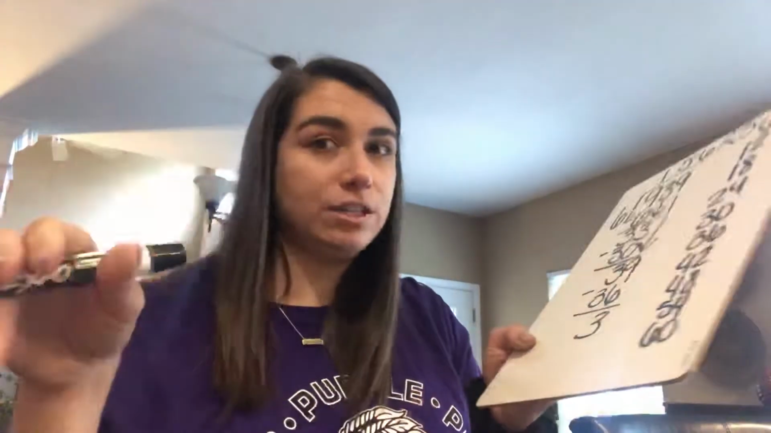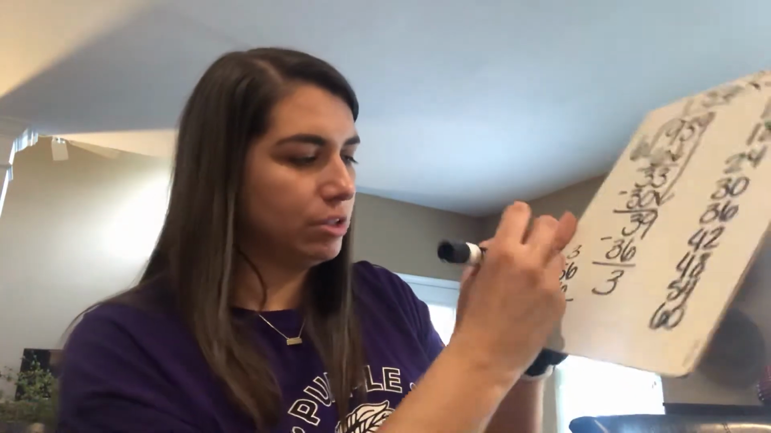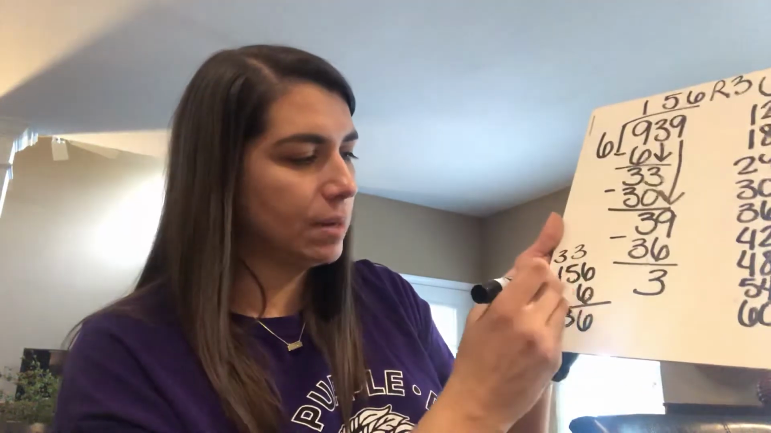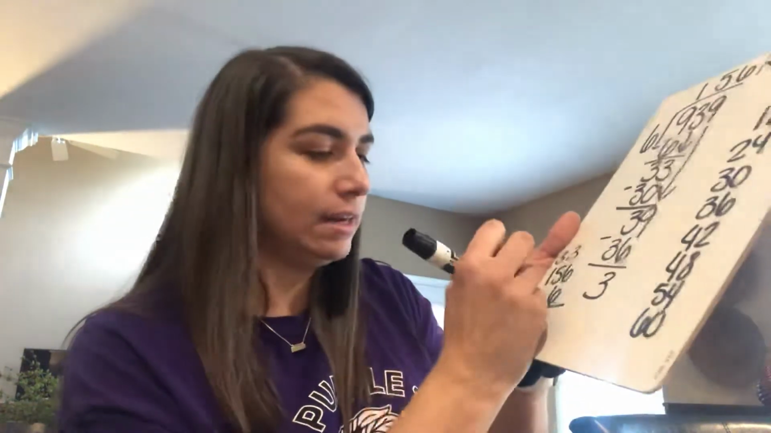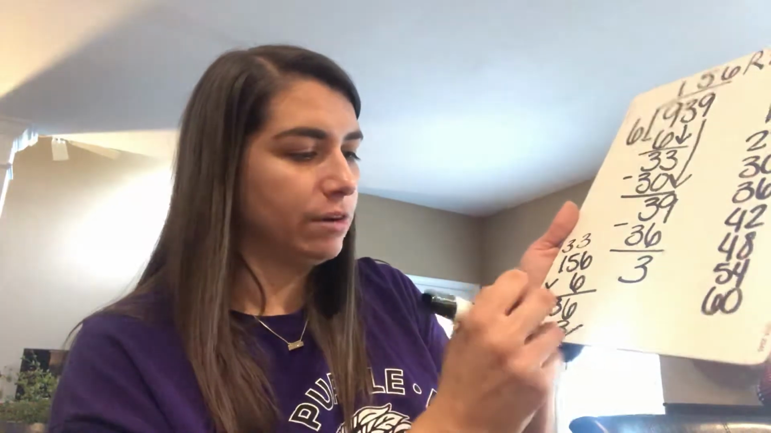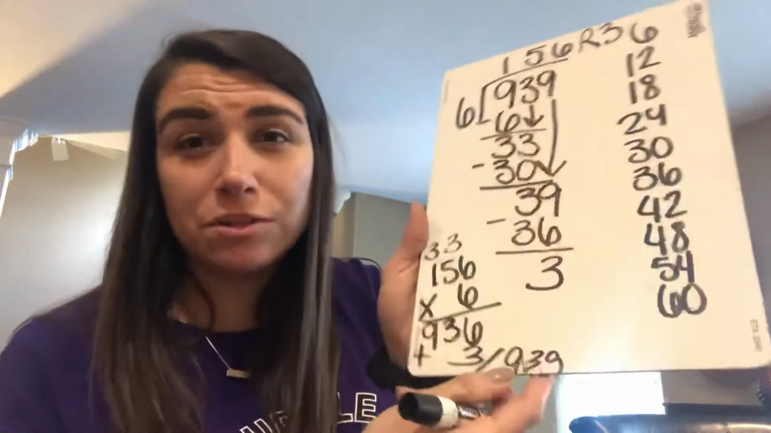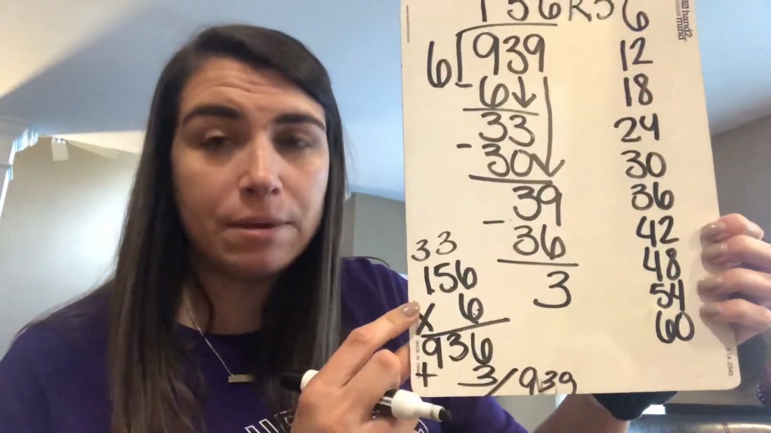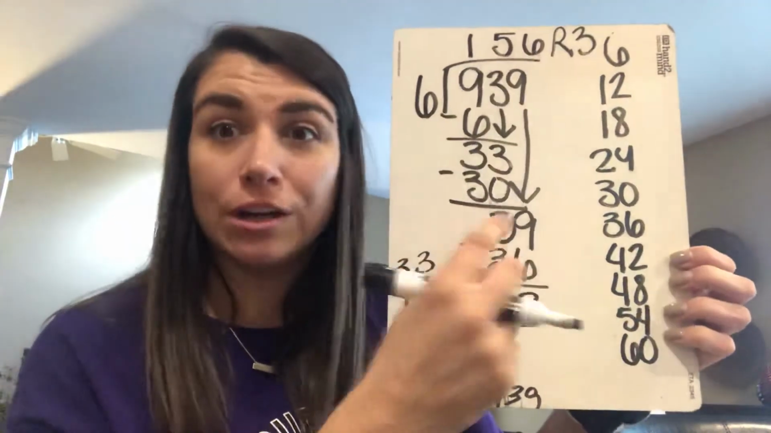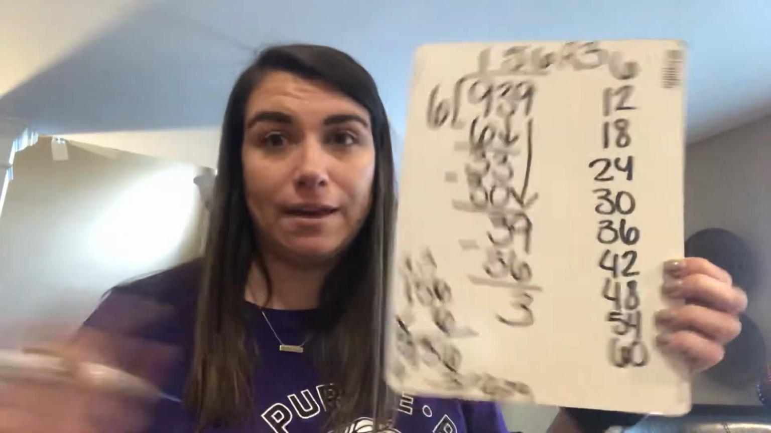Okay, so if I want to quickly just check it, all I have to do is take 156 times 6. And we know that 6 times 6 is 36. 6 times 5 is 30, plus 3 is 33. Give me 3. 6 times 1 is 6, plus 3 is 9. And then if I add in my 3 as my remainder, I get 939. So on the next ones, just to save time, I'm not going to do the check step, but you can go ahead and do that if you'd like to make sure that your problem is correct before you press play again. Okay, so my next one, we're going to skip count by 4s.